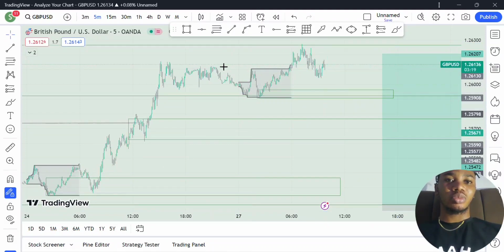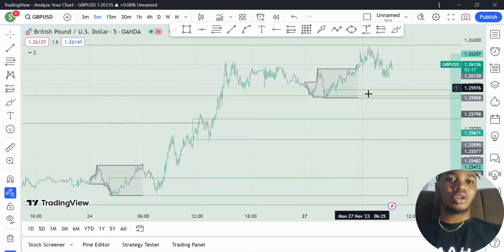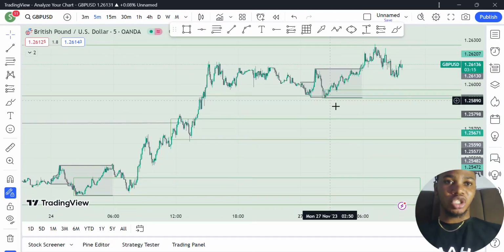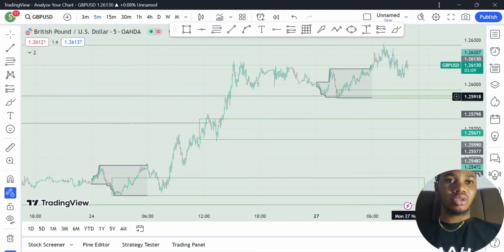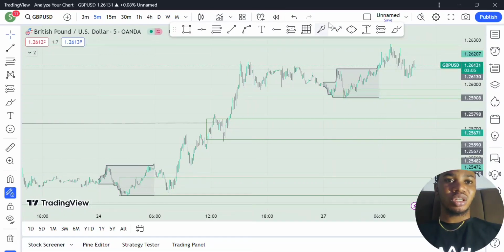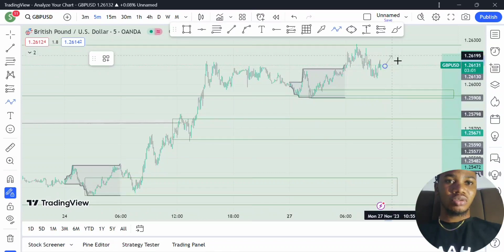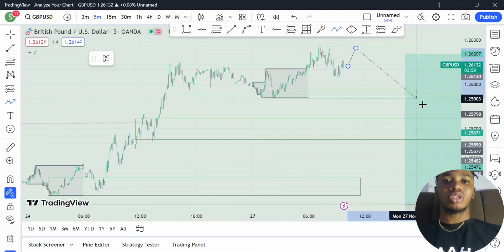Why? Because price is going to take out this Asia low liquidity, which should be wiped off. And for price to break this resistance, price has to drop all the way. I'm already seeing it. So I could be taking the sell, but I won't be taking the sell because there's one thing I like to do.